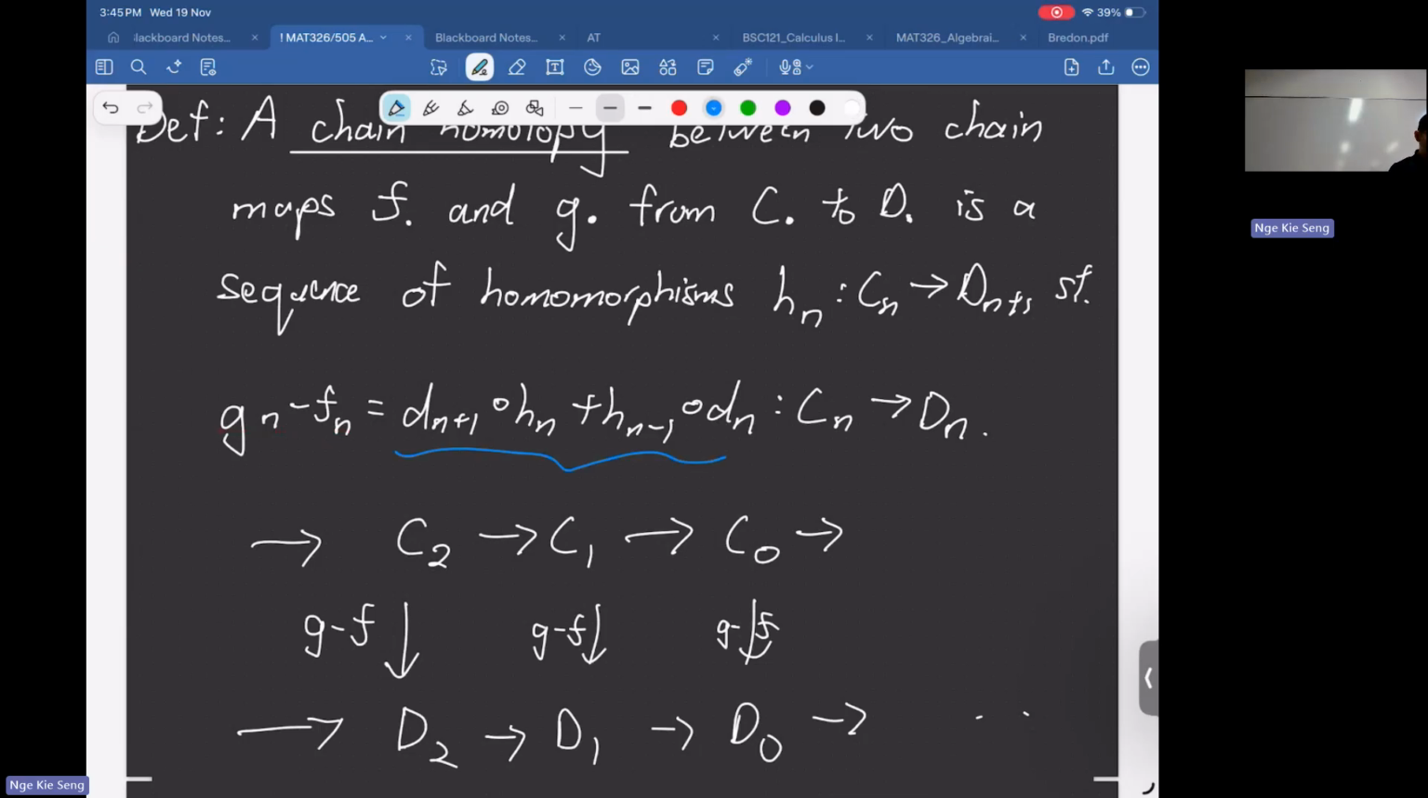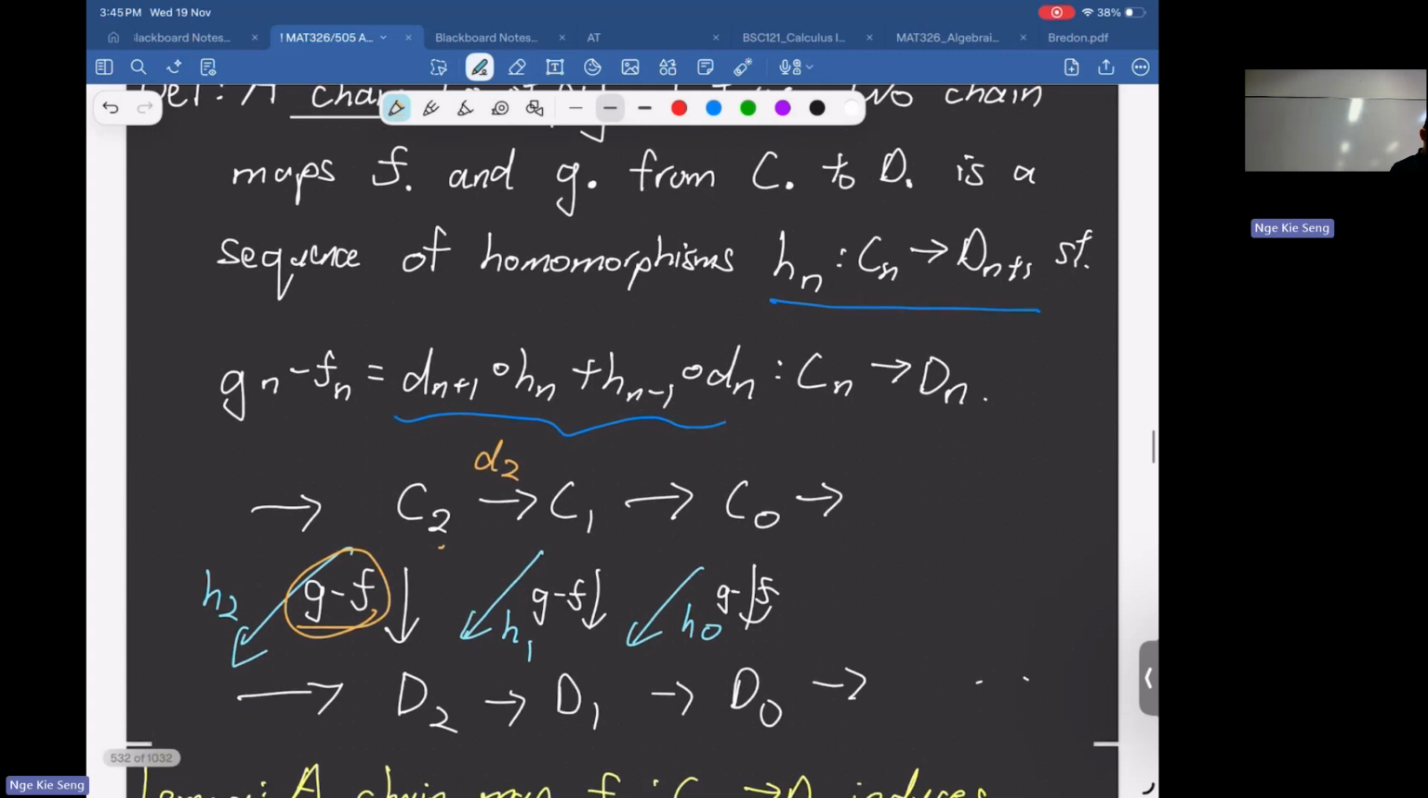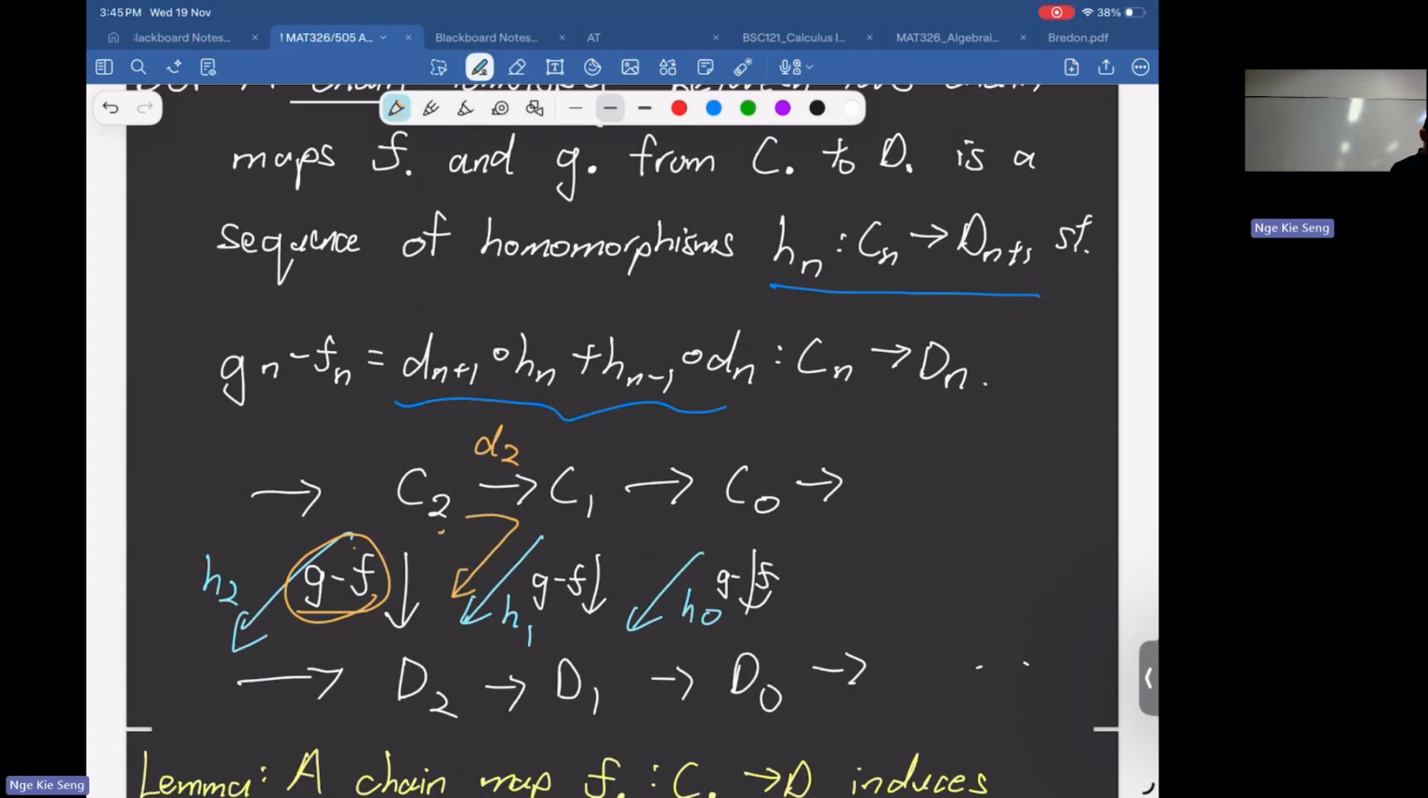So what are these two maps here? Hn goes from a lower degree to a higher degree. So Hn should look like this: H1 in particular, and then H0, and then H2 like that. And then what is this? You want this trapezium. This is called a trapezium. So you want G minus F to be equal to Dn, so for example in this case it's D2 H1 plus H2 D3.